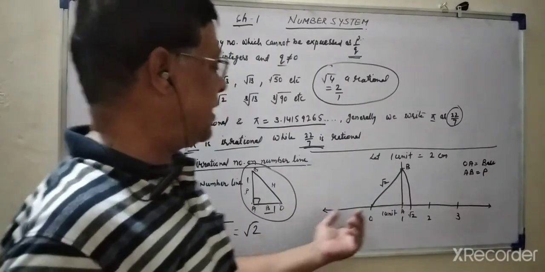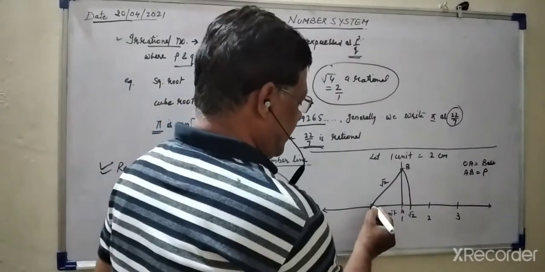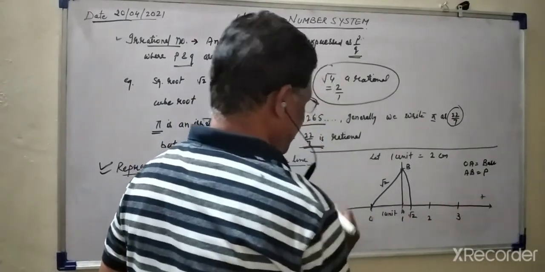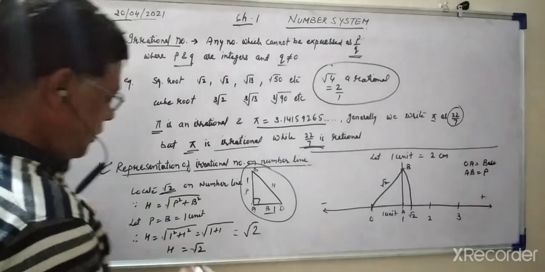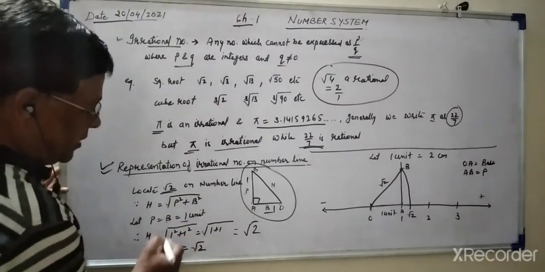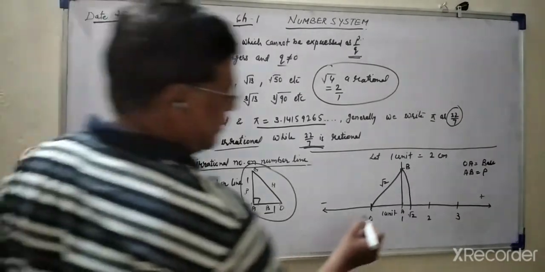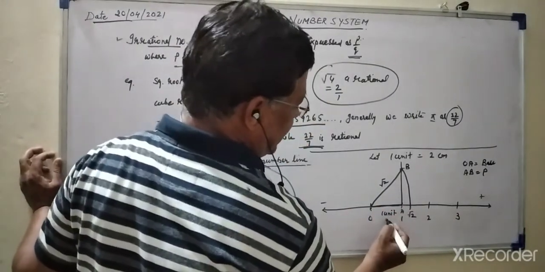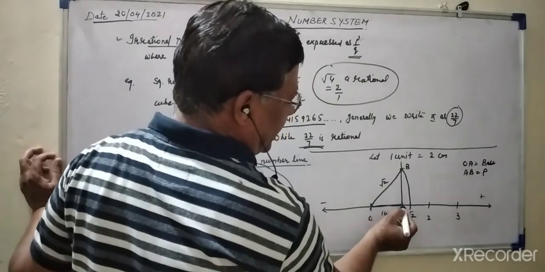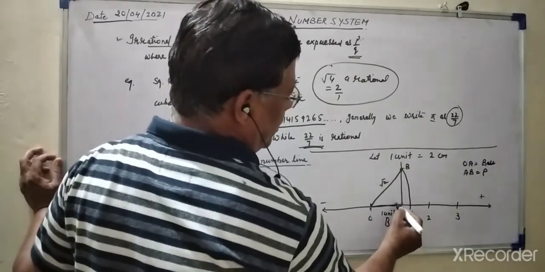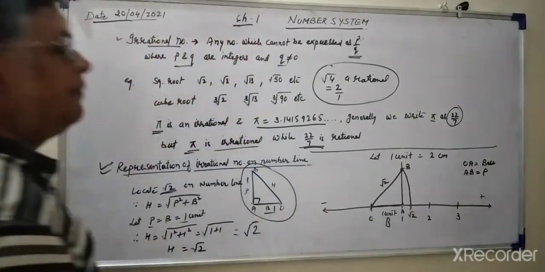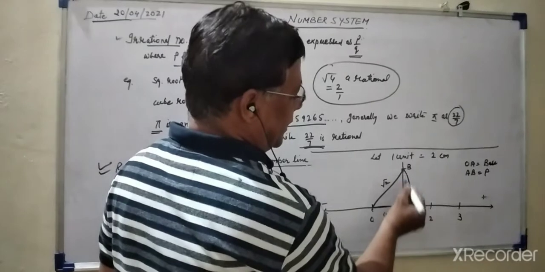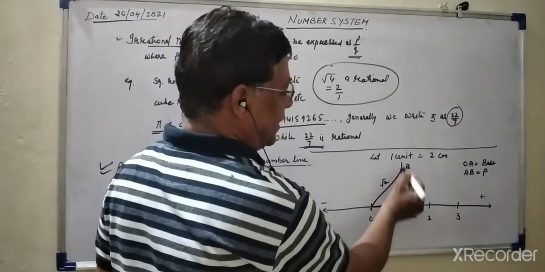We will use a number line. From 0, the right side of the number line is positive and the left side is negative. As we know, we have chosen the base as 1 unit and the perpendicular also 1 unit. So we take the base as 1 unit. OA is 1 unit, that is the base. Then at the point A, we draw a right angle. A right angle we can draw with the help of a compass or protractor. So we use the protractor, take 90 degrees and then draw a vertical line.